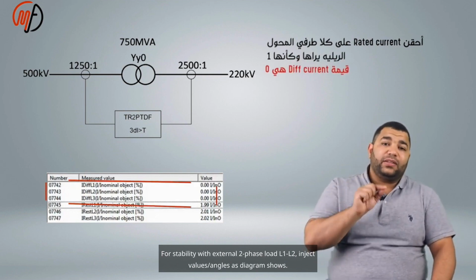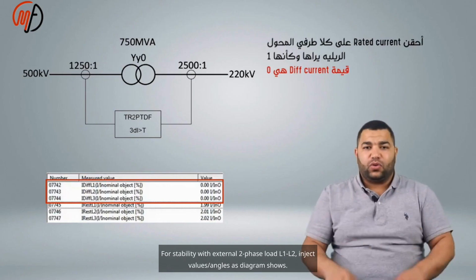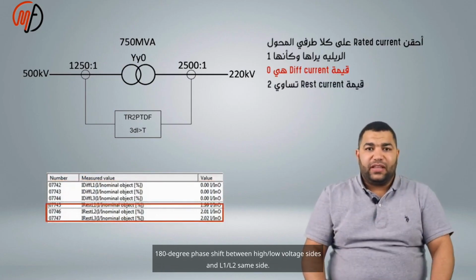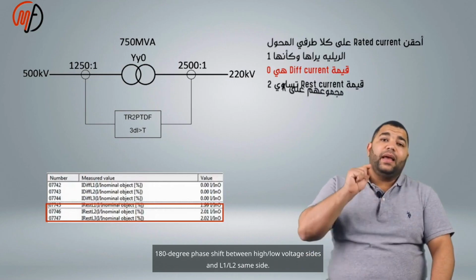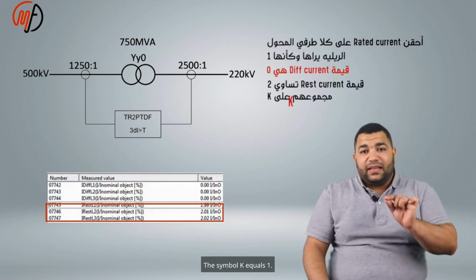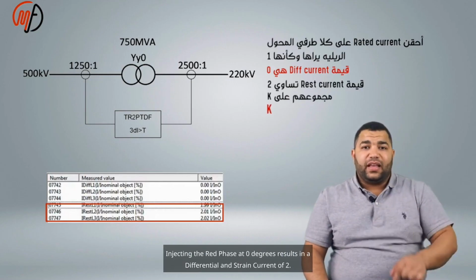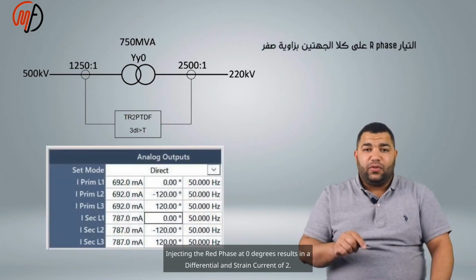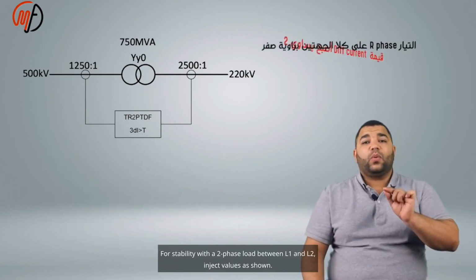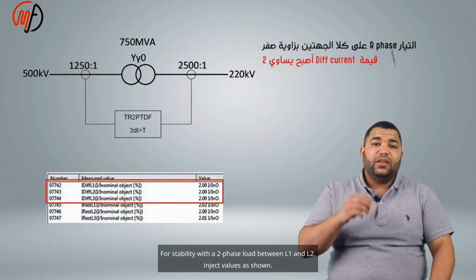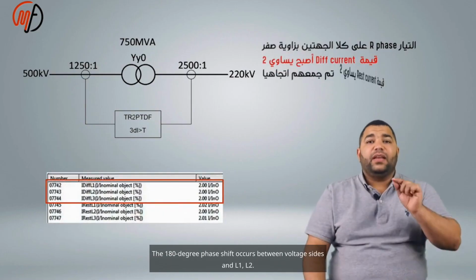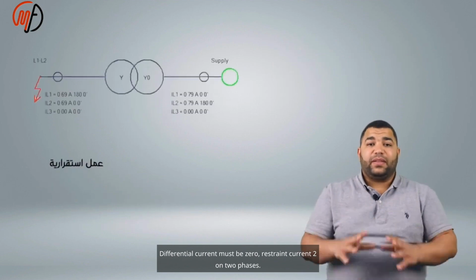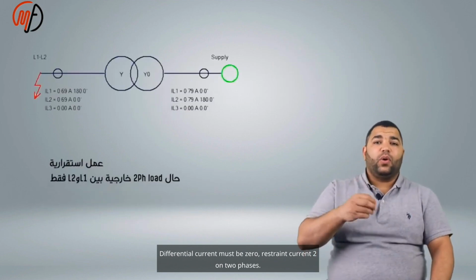For stability with an external 2-phase load L1, L2, inject values and angles as the diagram shows. There is a 180-degree phase shift between the high and low voltage sides, and L1, L2 are on the same side. The symbol K equals 1. Injecting the red phase at 0 degrees results in a differential and restraint current of 2. For stability with a 2-phase load between L1 and L2, inject values as shown. The 180-degree phase shift occurs between the voltage sides, and L1, L2. Differential current must be 0. Restraint current is 2 on 2 phases.